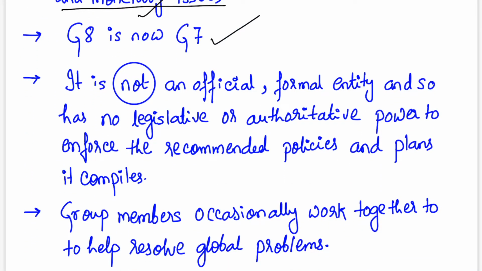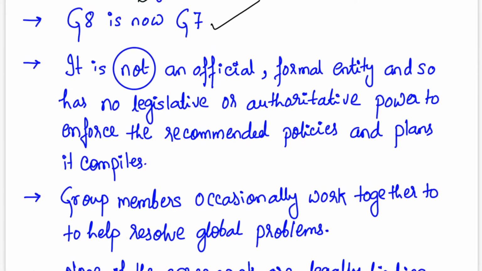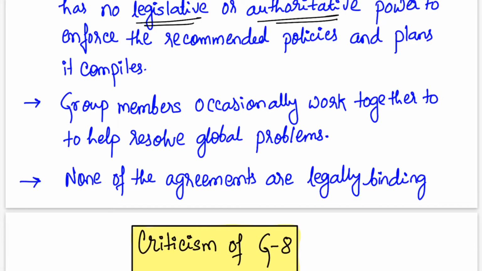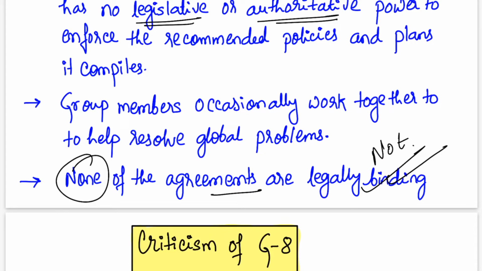So G8 is G7 now, we know that. It is not an official formal entity. Remember, this is an informal organization, and it does not have any legislative or authoritative power. They do not have any power to make a binding rule, so they are not legally binding. None of the agreements are legally binding. This group's members occasionally work together to help resolve global problems.